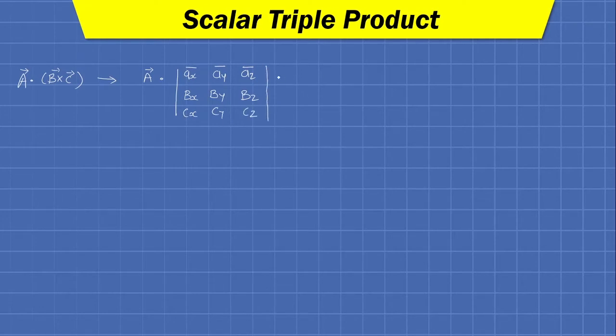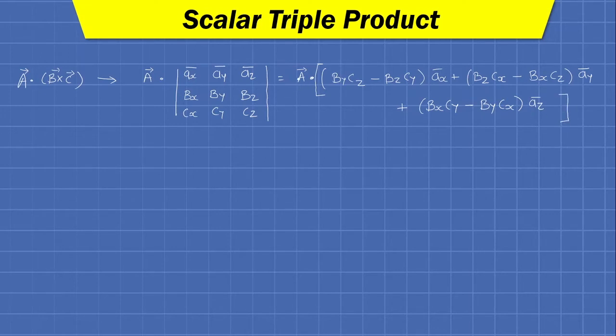Now simplifying this determinant, we will have a bar dot, in a square bracket because three terms will be there, by cz minus bz cy times ax bar, plus bz cx minus bx cz times ay bar, plus bx cy minus by cx times az bar.